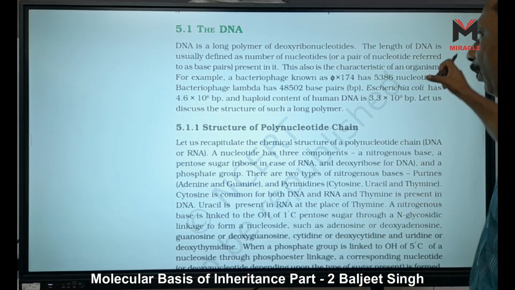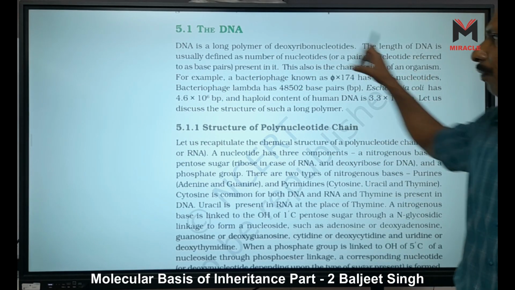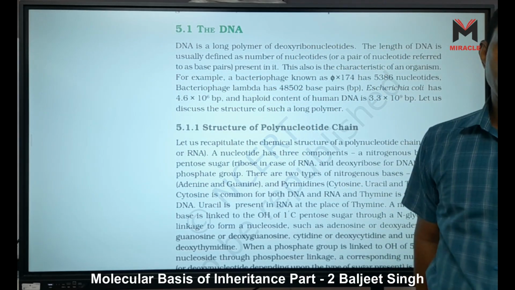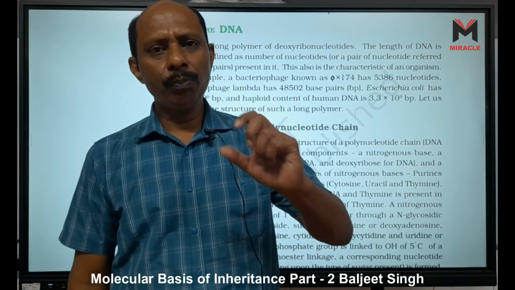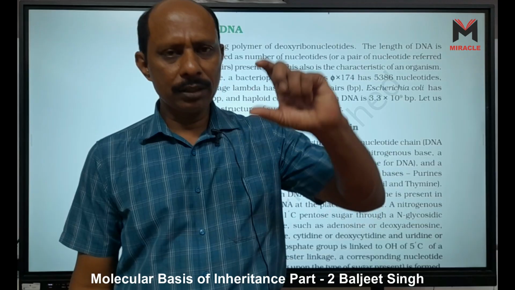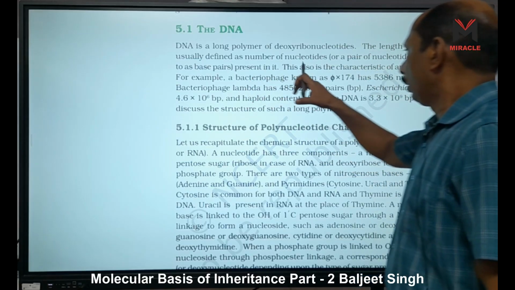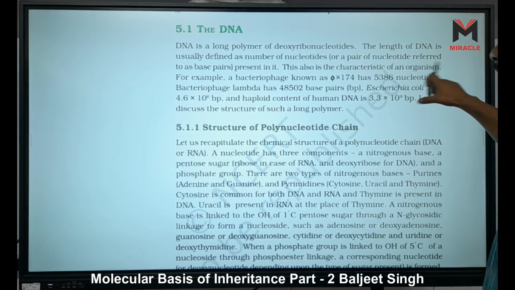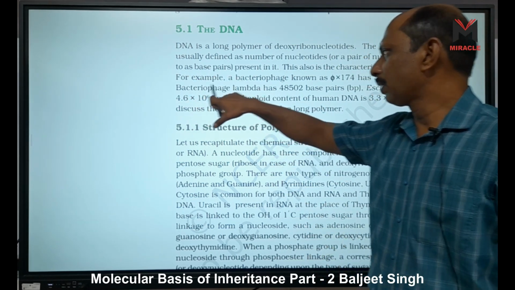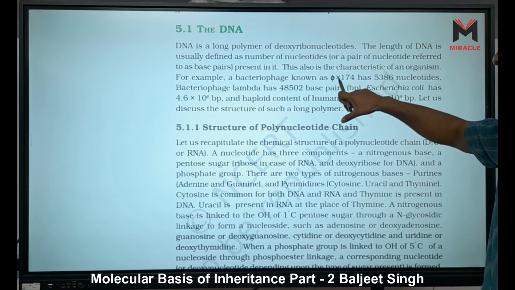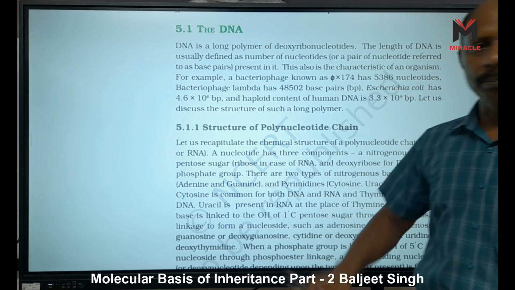Right? The length of DNA is usually defined as the number of nucleotides, or a pair of nucleotides referred to as base pairs, present in it. If one nucleotide is added, that means 3.4 angstrom of length is added, right? This is also a characteristic of any organism, because different organisms have different numbers of base pairs. For example, the bacteriophage known as phi X174 has 5386 nucleotides. Confirmed number is there.